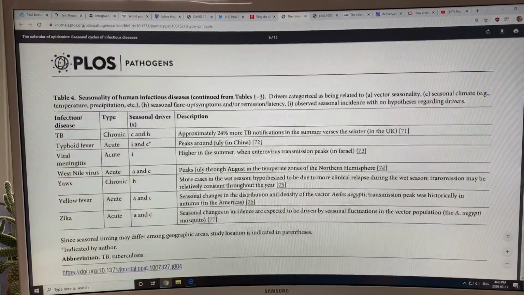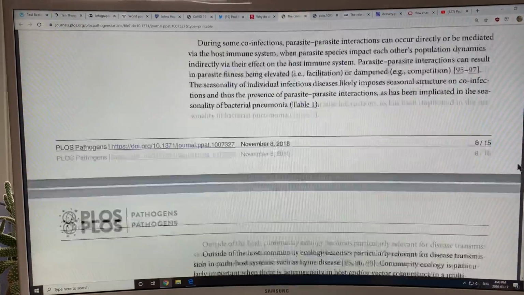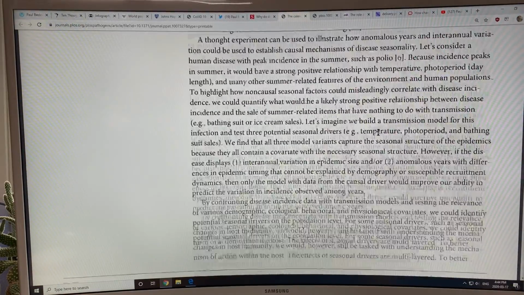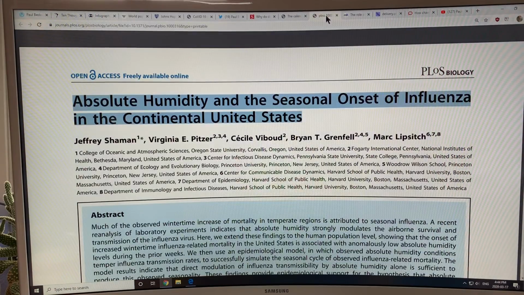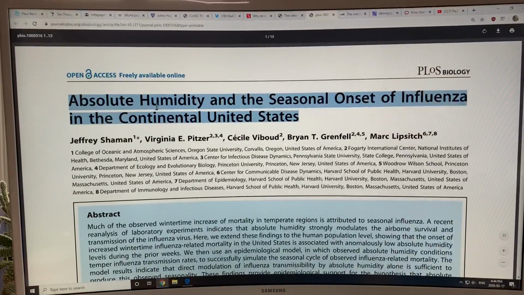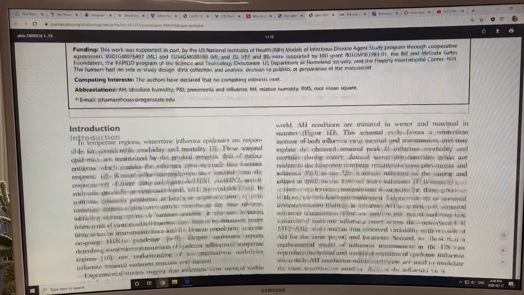That's key, and it goes into a lot of details and some of the reasons and vectors, and I'm not going to cover it in any more detail. I want you to know it exists. There's this paper here. These are all open access. You can just Google the title: Absolute Humidity and the Seasonal Onset of Influenza in the Continental United States.